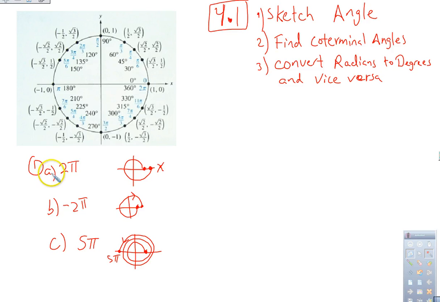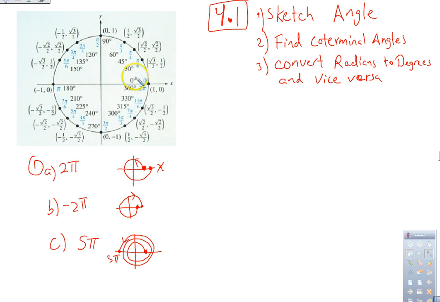All right, let's try the angle 2 pi. Now for 2 pi, for sketching any angle, we always start at the positive x-axis right here, and because it's positive 2 pi, we're going to go around counterclockwise. I'm going to show this little arrow to indicate that I'm moving in the positive direction, and we're going to go 1 pi and then 2 pi and end there. So this little spiral indicates the angle positive 2 pi.